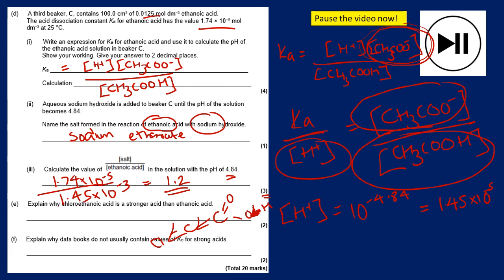And F, explain why data books do not usually contain values for Ka for strong acids. Well, that's because strong acids fully dissociate and therefore don't have equilibrium constants, because they fully dissociate.